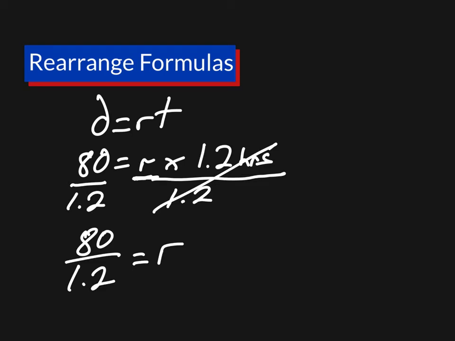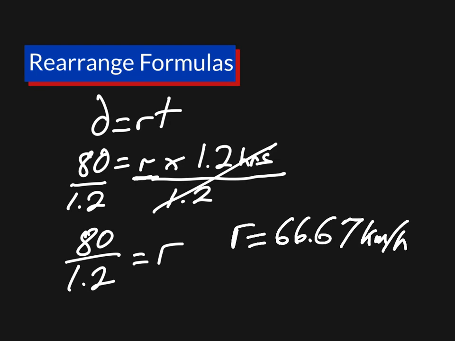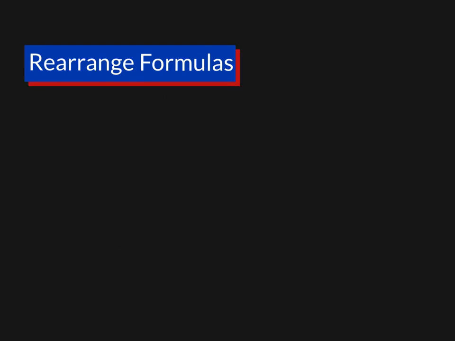When we do the division, we'll find that R is equal to 66.666 and so on, repeating. So we'll round it off, 66.67 kilometers per hour. That's the rate. So that is how you go about rearranging formulas. You isolate the unknown variable and solve.